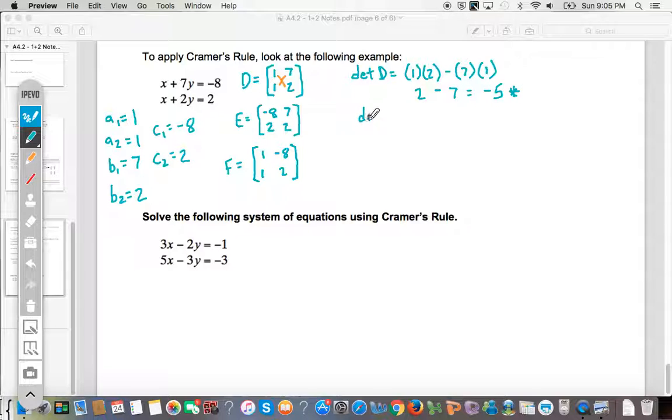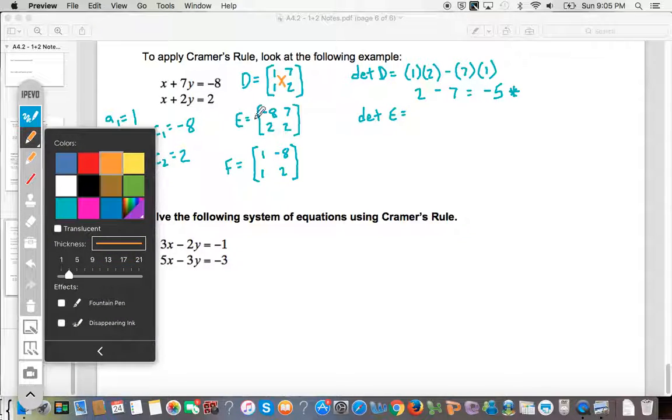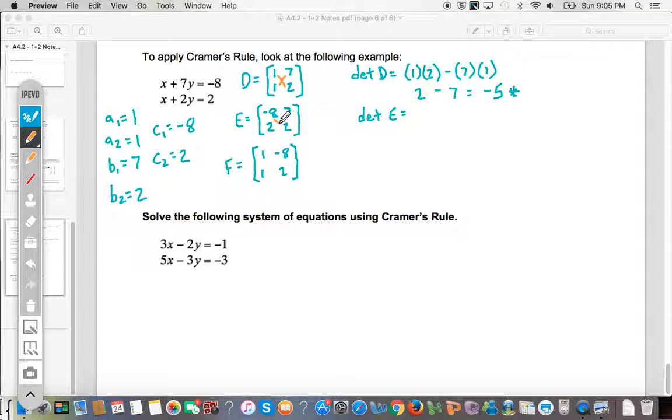So, determinant of E equals negative 8 times 2 minus 7 times 2. Let me write that down. Negative 8, 2, minus 7, 2. Okay, so I get negative 16 minus 14. So that equals negative 30. So I'll star that as well.